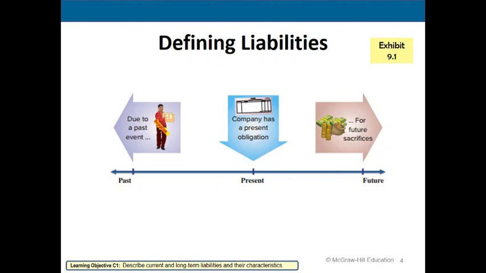First of all, a liability is an obligation that is due to some past event. It's a present obligation, I guess I should say, due to a past event. And there's going to be some sort of future sacrifice of either money or services or goods to satisfy it. If you don't have these three elements, you don't have a liability.